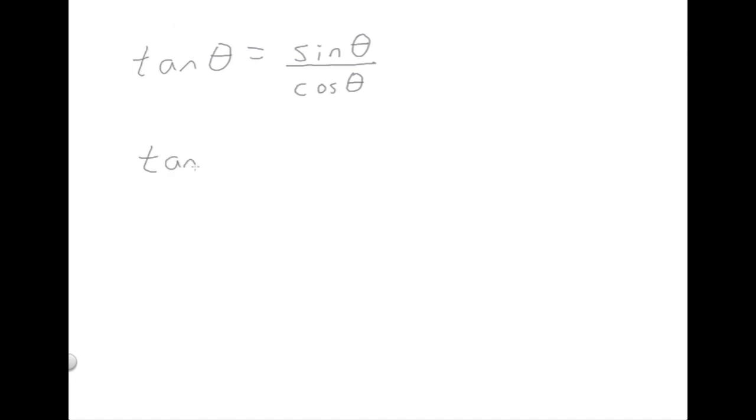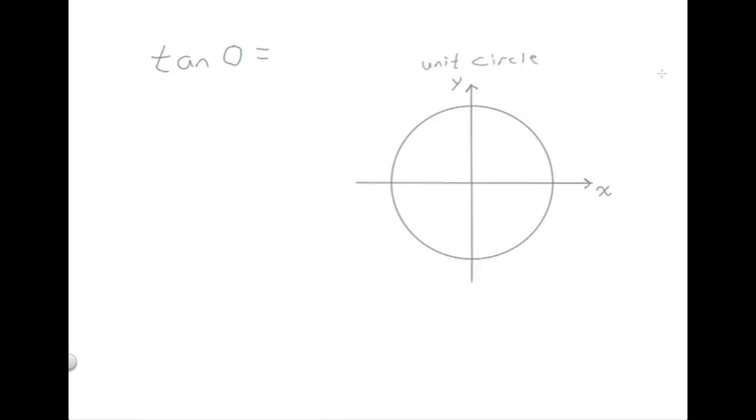So for example, please pause the video and figure out what's the tangent of 0. Give that a shot. Well, remember an angle of 0 degrees would put us here, and the coordinate here is 1, 0. So remember, the tangent of 0 would be the sine of 0 divided by the cosine of 0. But the sine is the y-coordinate here, which is 0, and the cosine is the x-coordinate here, which is 1. So we just figured out the tangent of 0 is 0.